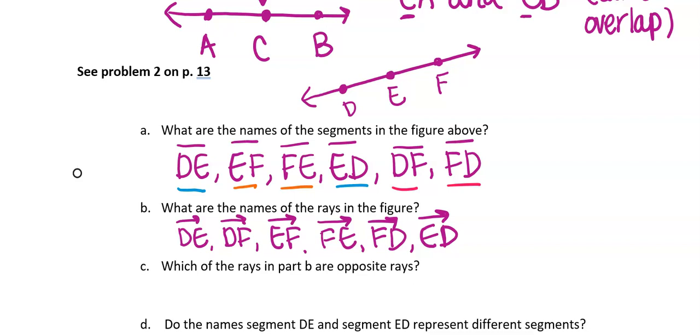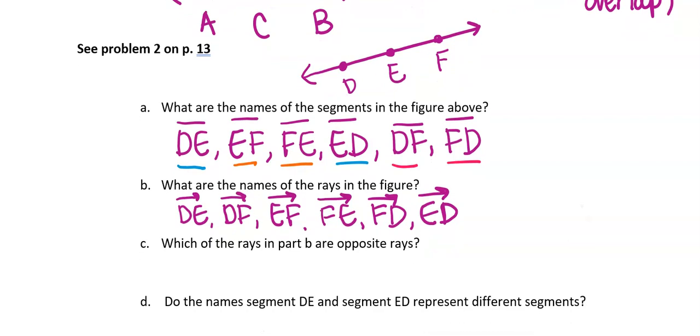Which of the rays in part B are opposite rays? Okay, well, I'm going to look at this and I'm going to say ray EF. The E is in the middle, so I'm going to kind of focus on this point right here. And I'm going to say EF, so that's the one going to the right, and ED would be the one going to the left. Remember, they do have a common point and there's no overlap. There's no spaces either.